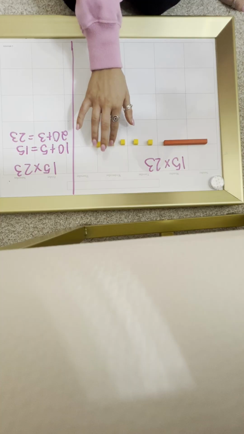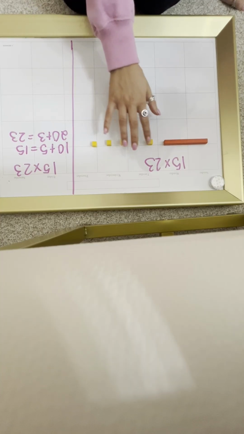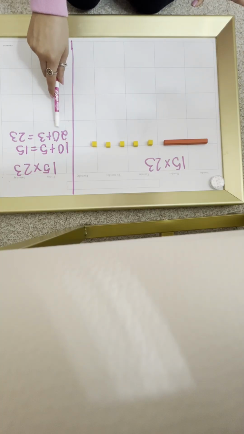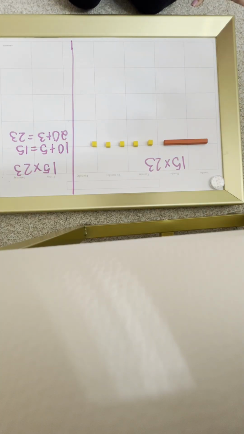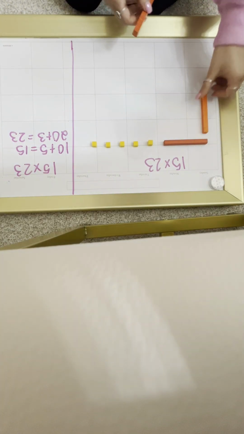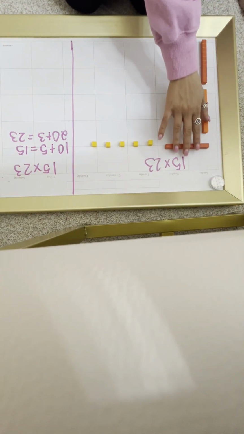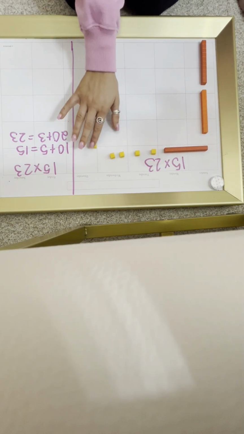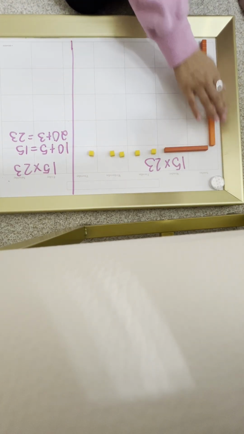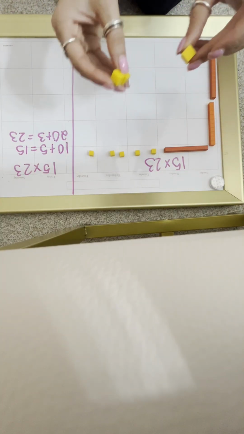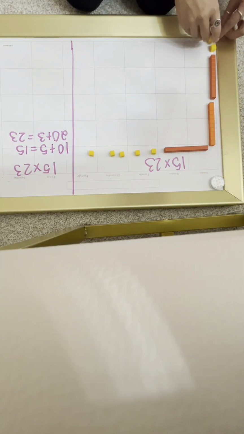We're going to make sure we're really even, so we're going to have an organized picture. And then we're going to next look at our 23, which we already broke up into 20 and 3. So then we're going to be taking 2 longs to represent 20. Move it up just a bit so I have some more room. And then 3. So we're going to take 3 of our yellow units.